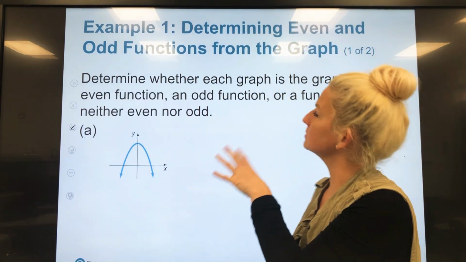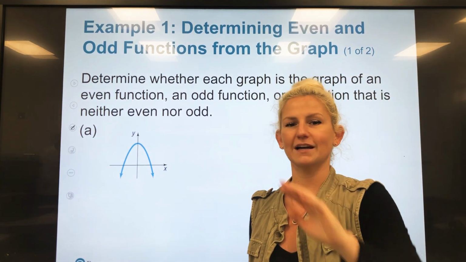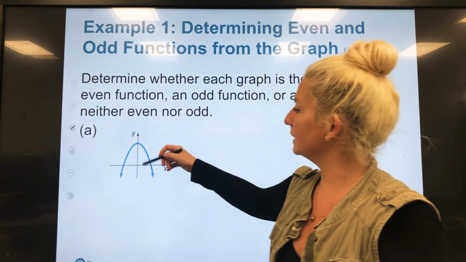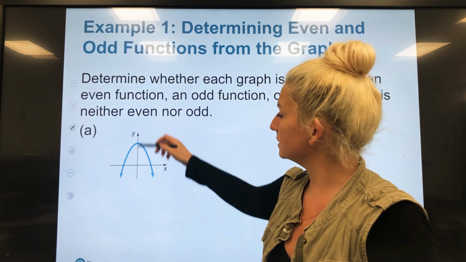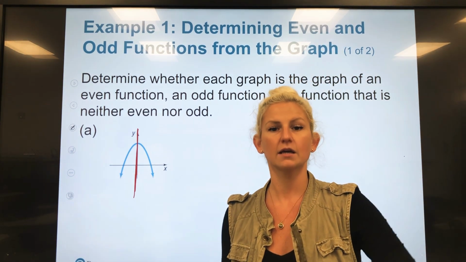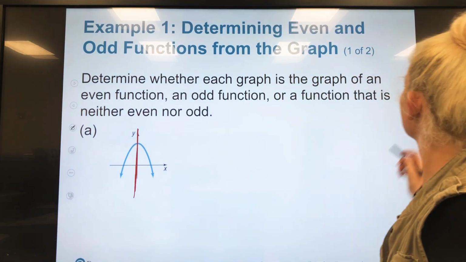Okay, so here's an example. So we're going to be determining whether each of the graphs are even, odd, or neither. So this is an example of an even function, okay? This is an even graph. Why? Because if you were to fold it right on the y-axis, it would map right onto itself. Okay, so that is an example of an even.